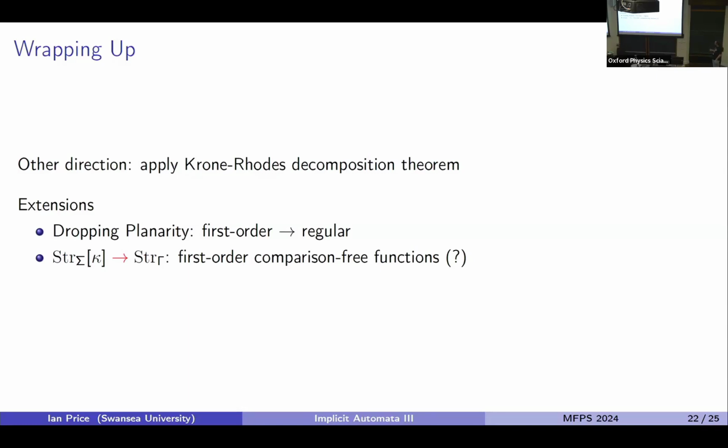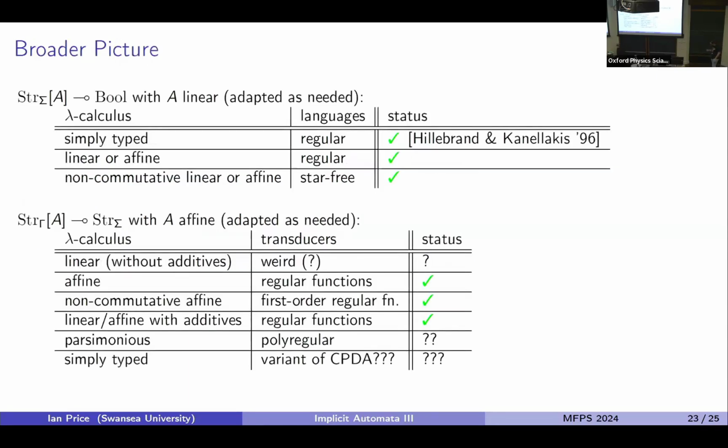And yeah, I wanted to leave you with a broader picture, because the point of this is to do this in a whole bunch of different cases and see what you get. So this was the Hillebrand and Kanellakis case that says simply typed string-to-bool things are regular. This is also true for linear and affine. Work of my supervisor with Tito was that if you do this in the non-commutative case, you get star-free, so a strictly smaller class of languages. And then some of this is just what I've been talking about today.